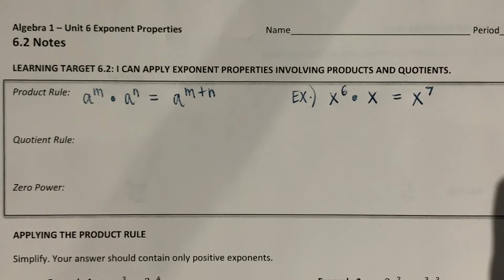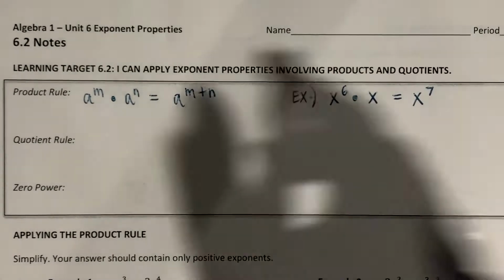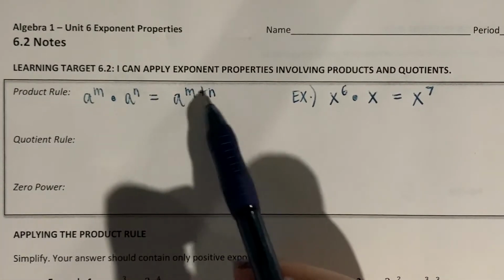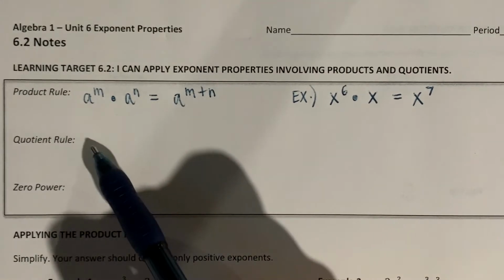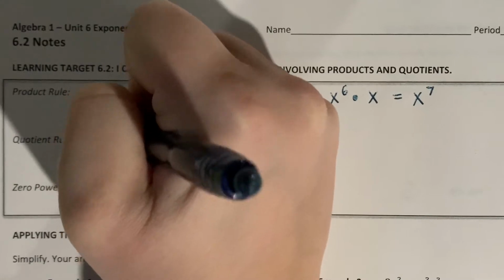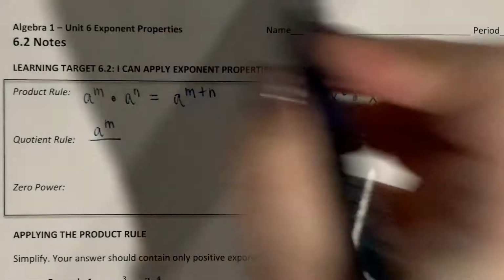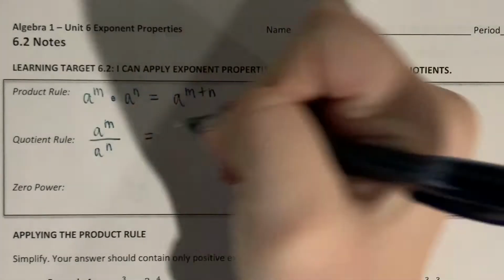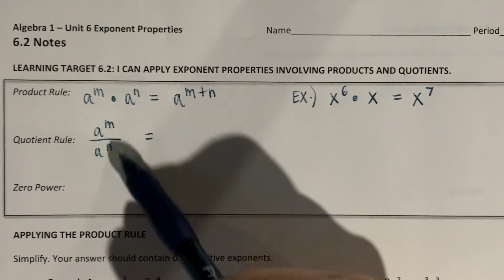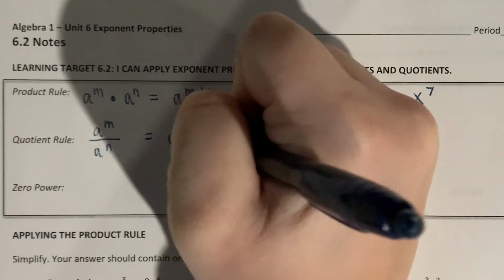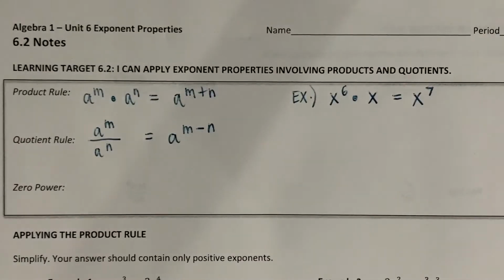The quotient rule is going to be just the opposite. Product rule dealt with multiplication of like bases, and so we added the exponents. Now with quotient rule, we're going to have division of like bases. So that would be like saying a to the m power divided by a to the n power. And with the quotient rule, when you're doing division here, instead of adding the exponents, we will subtract the exponents. So it would be a to the m minus n.